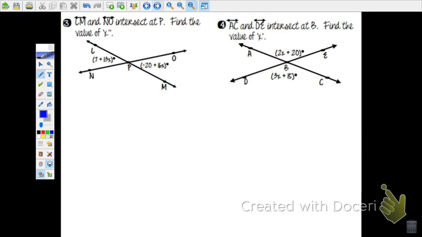Number 3 tells us that line LM and line NO intersect at point P. So again, anytime 2 lines intersect, we have those vertical angles. We want to find the value of x. So again, I'm going to need to set up an equation. What can I do to set up my equation for this one? 7 plus 13x equals -30 plus 16x. I'm going to set them equal to each other because they are vertical angles. We know vertical angles are congruent.